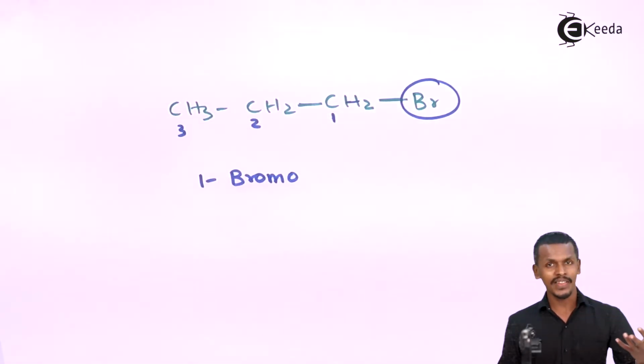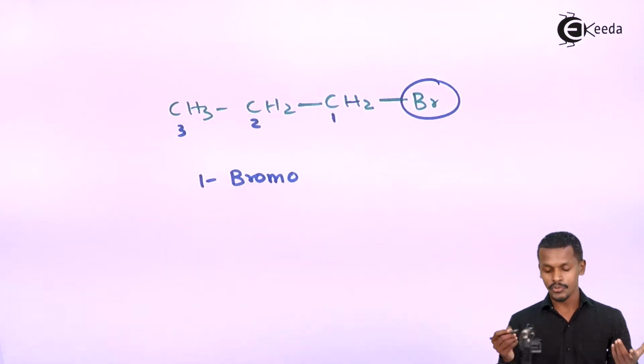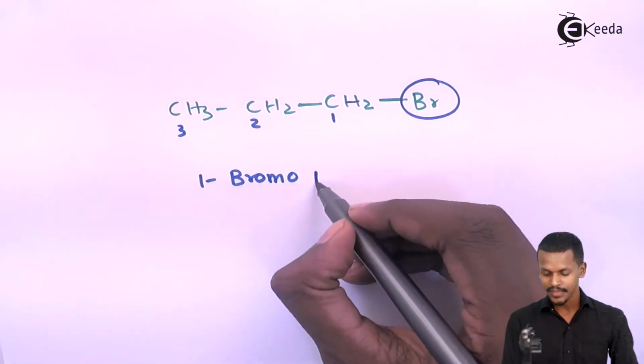And the total number of carbons in this organic compound is 3, in a straight chain also. So therefore we could call it propane. So the name of this is 1-bromopropane.